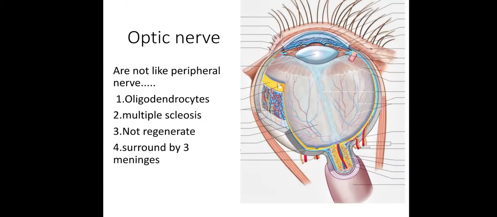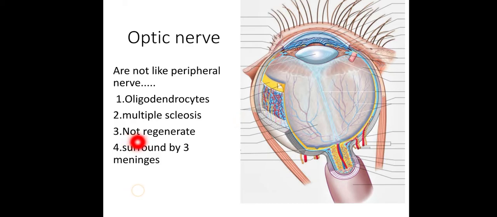Now, coming to optic nerves, they are not like peripheral nerves. They are not like the ulnar nerve, sciatic nerve, and tibial nerve. Actually, they are central nervous system tracts because they are myelinated by oligodendrocytes. In various diseases like multiple sclerosis, which is a central demyelinating disease, it will lead to damage to the optic nerve.